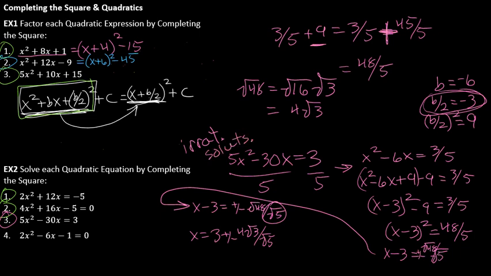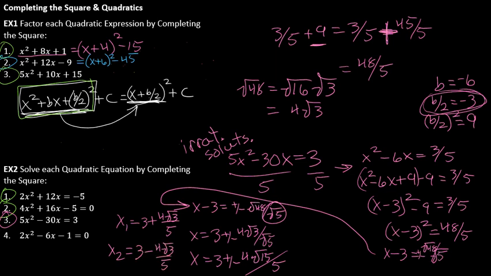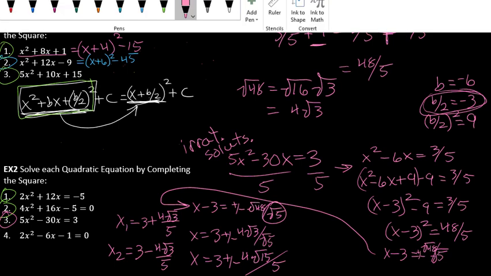Okay, so I'm going to have to rationalize 3 plus or minus. That's going to be 4 square root of 15 over 5. So that means my two irrational solutions: x1 is equal to 3 plus 4 square root of 3 over 5, and x2 is equal to 3 minus 4 square root of 3 over 5. Right? One more example.